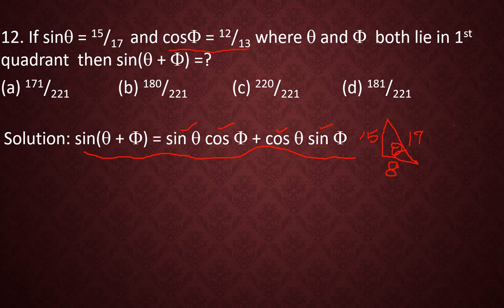And one more right angle triangle. If this angle is phi and cos phi is 12 by 13, so this side is 12 and the hypotenuse is 13, therefore this side will be 5. Therefore from this we can write cos theta is equal to adjacent by hypotenuse, that is 8 divided by 17, and sine phi is equal to opposite by hypotenuse, that is 5 divided by 13.